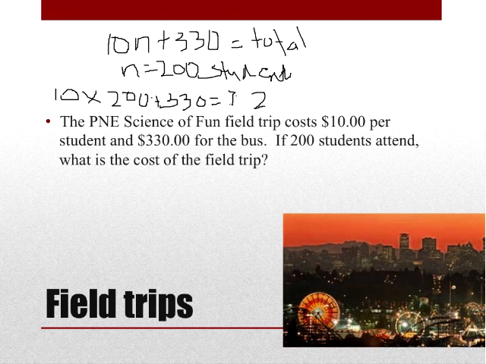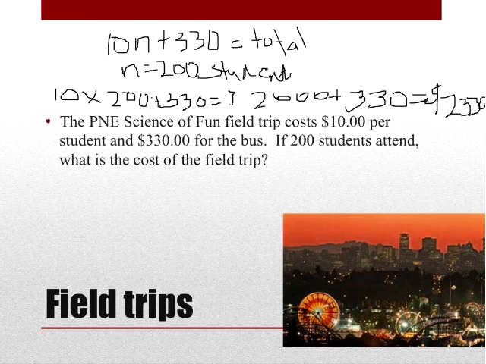So it equals $2,000 plus 330. There we go. So the total cost of that field trip, if there's 200 kids going, is $2,330. It's quite expensive. That's why we don't do field trips very often, because people don't realize just how terribly expensive they are. So $2,330 if 200 students attend.